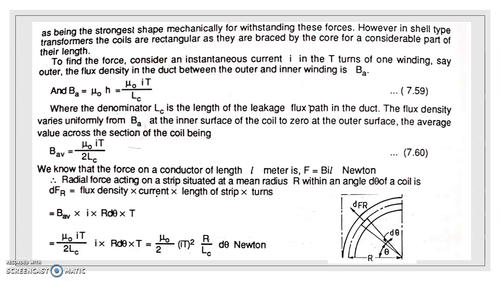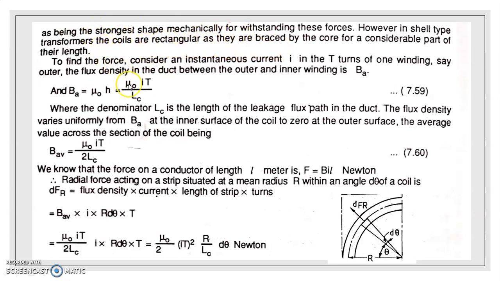To find the force, consider the instantaneous current small i and the number of turns T of one winding, and the flux density in the duct between the outer and inner windings, which is Ba. So Ba you can define as mu 0 into H, where H is the mmf divided by the mean length of the leakage flux path. So it is defined as mu 0 i into T divided by Lc.